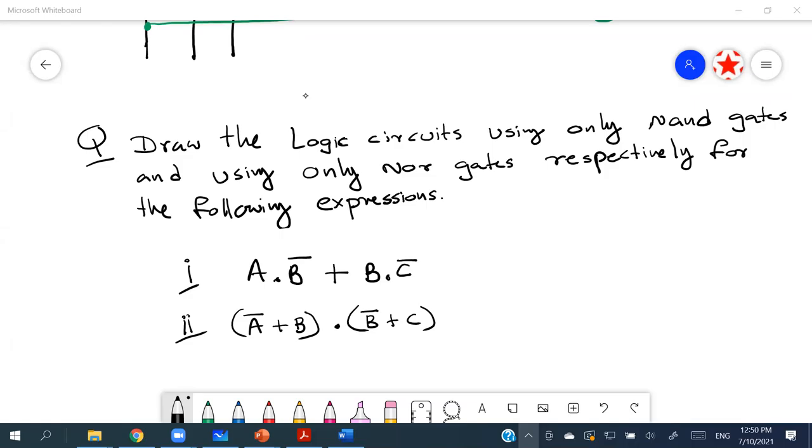Everyone, just give it a try, right? Right? There are easy ways of drawing the circuit for a certain kind of expressions using NANDs and NORs. We will talk about that later, right? But for the moment, you have to go with this.